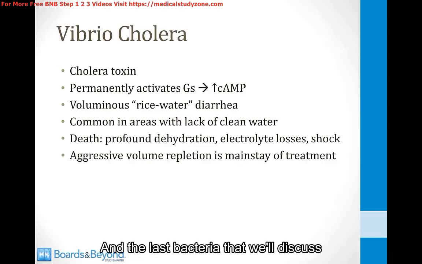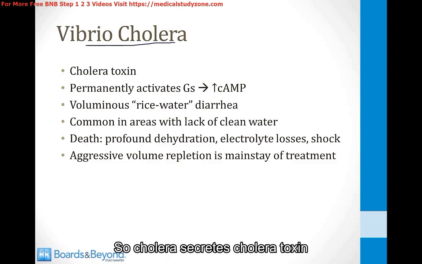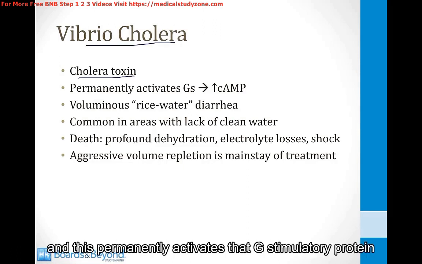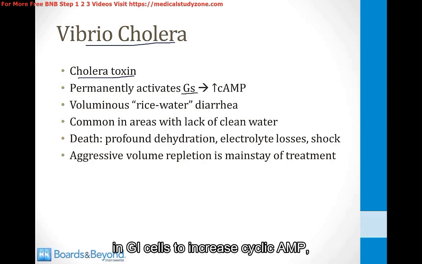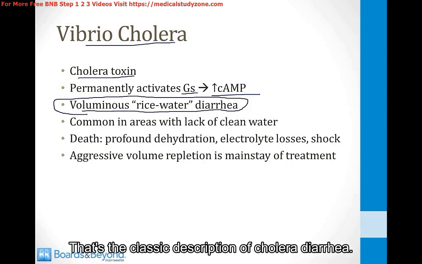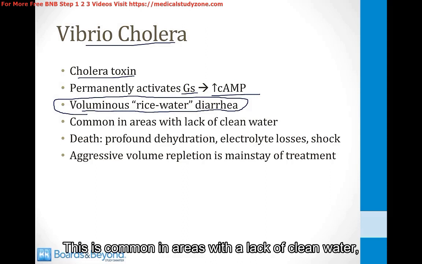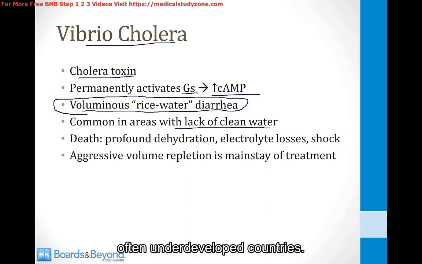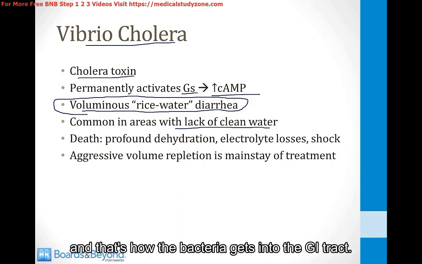And the last bacteria that we'll discuss which induces fluid secretion is Vibrio cholerae. So cholera secretes cholera toxin, and this permanently activates that G stimulatory protein in GI cells to increase cyclic AMP. And it causes voluminous rice water diarrhea. That's the classic description of cholera diarrhea. This is common in areas with a lack of clean water, often underdeveloped countries, so people ingest contaminated water, and that's how the bacteria gets into the GI tract.